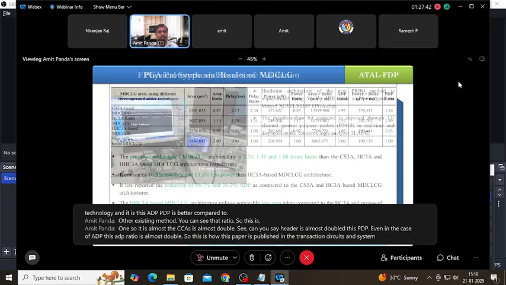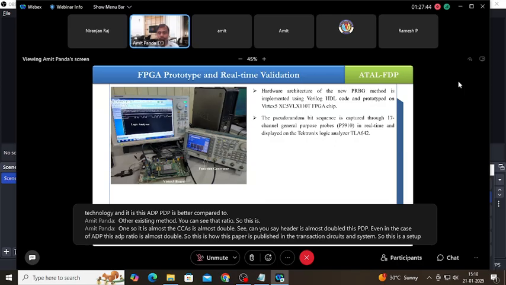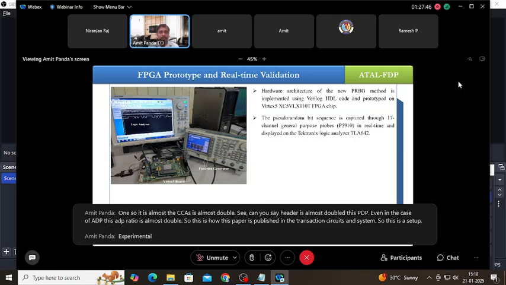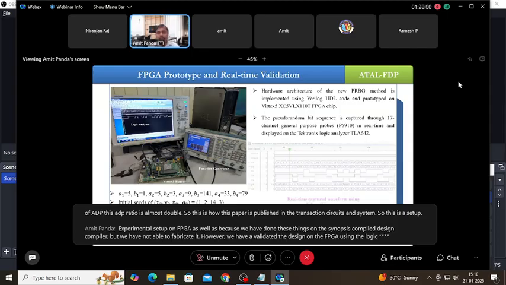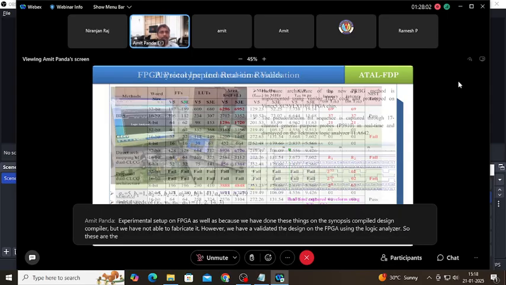So this is the experimental setup on FPGA. We have done these things on the Synopsys Design Compiler, but we are not able to fabricate it. However, we have validated the design on the FPGA using the logic analyzer. So these are the outputs, and you can see the overall comparison.